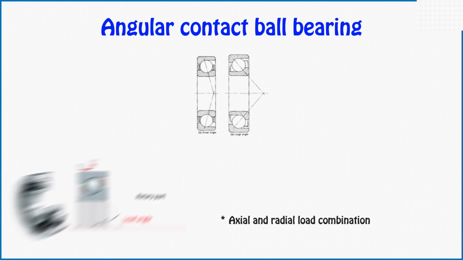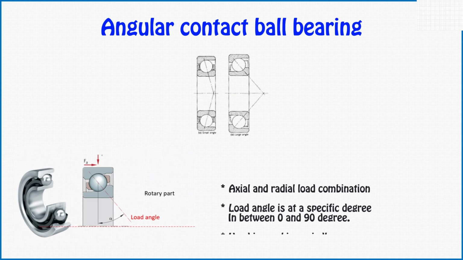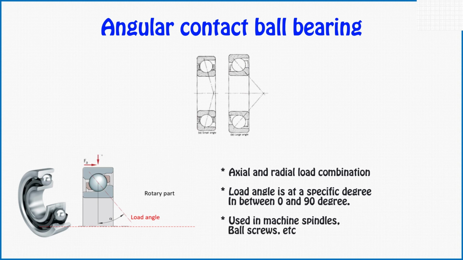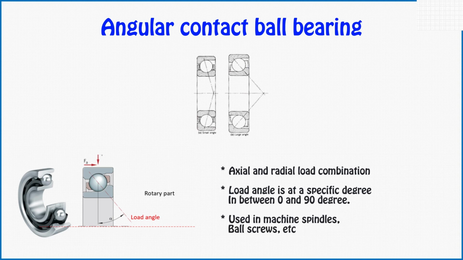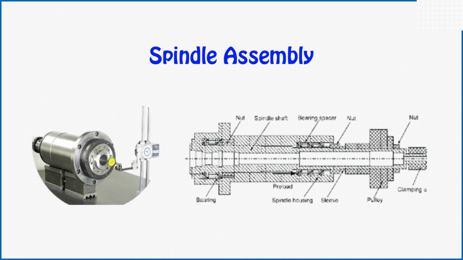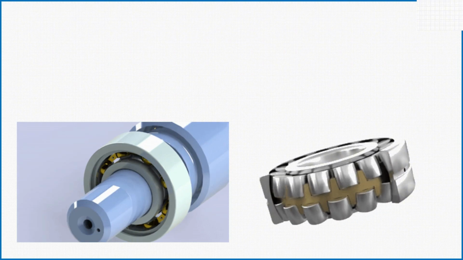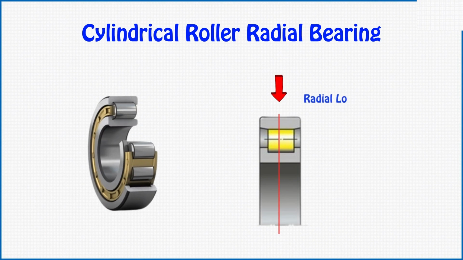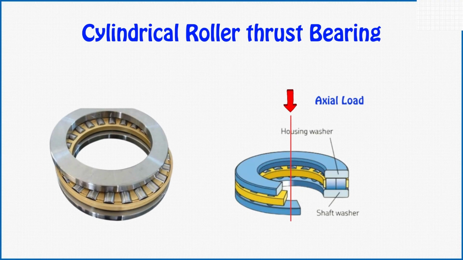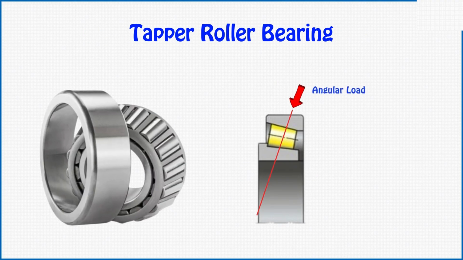When the load application requirement is the combination of radial and axial, then angular contact ball bearings are used. These types of bearings we can find in spindle assemblies, ball screw assemblies. Similarly, instead of balls, if the roller is used, that is called cylindrical roller radial bearing, cylindrical roller thrust bearing, and taper roller bearing, respectively.